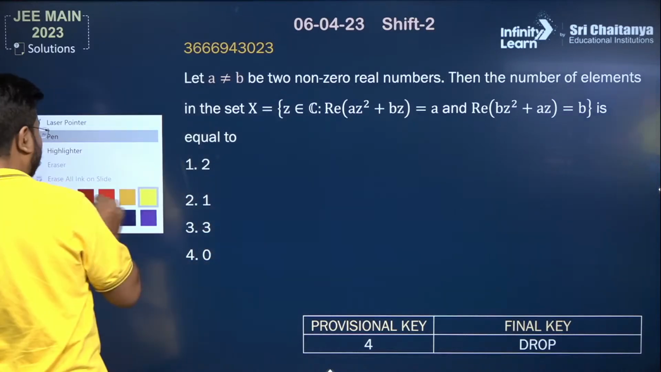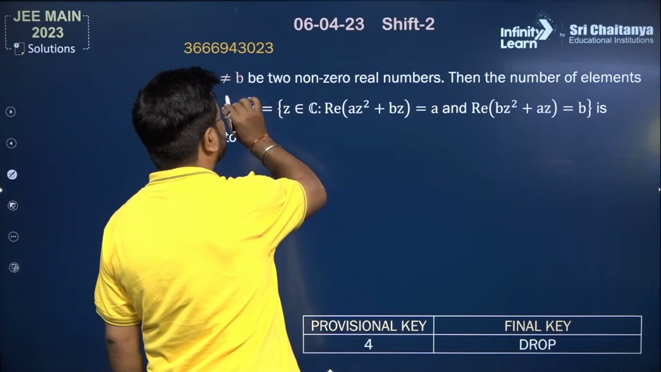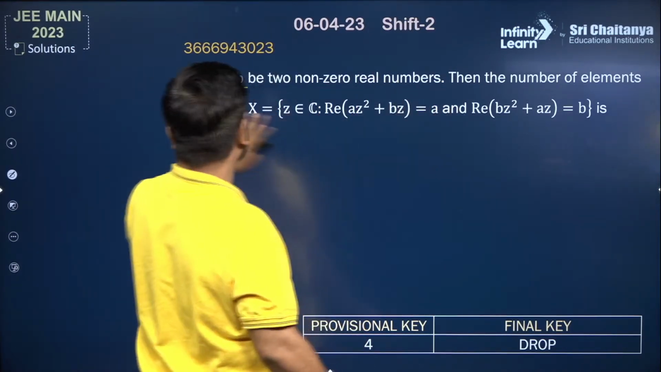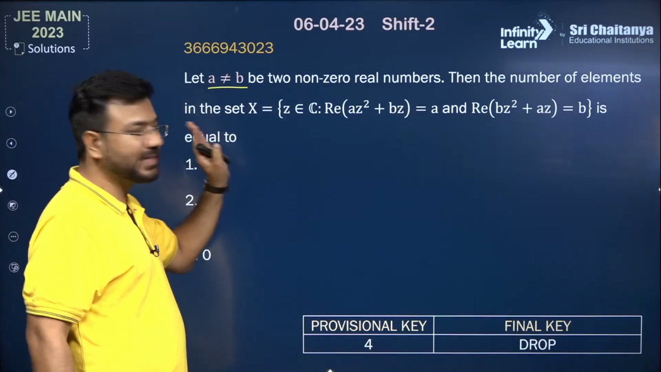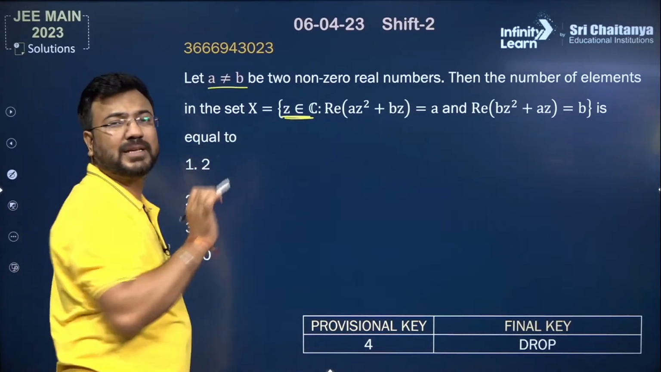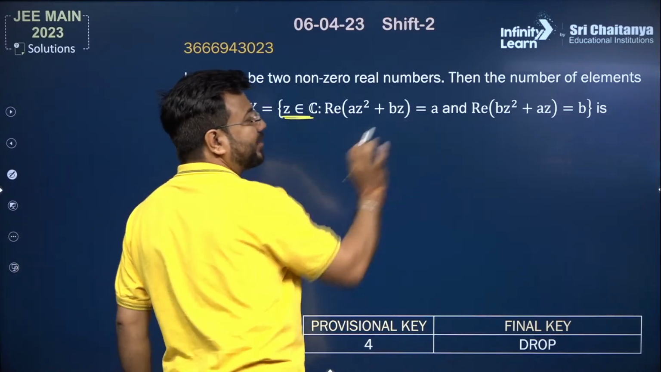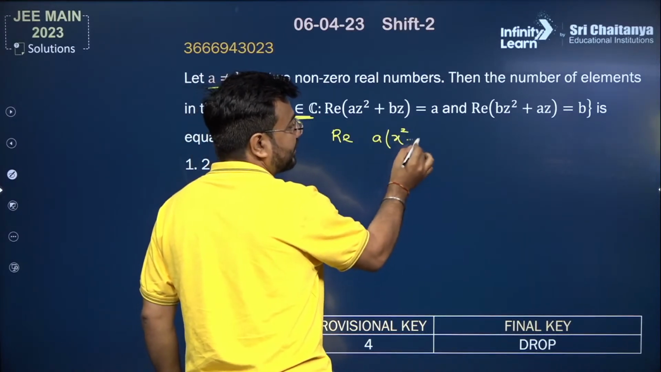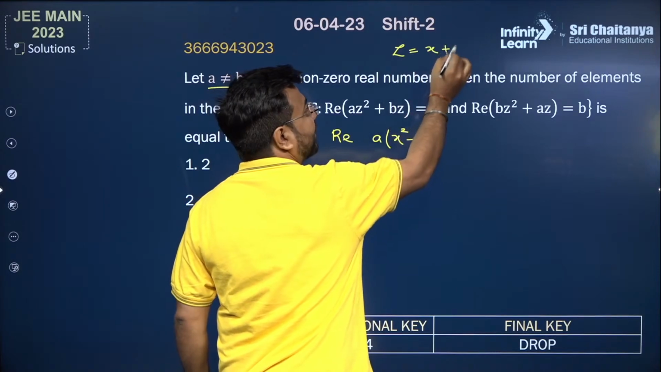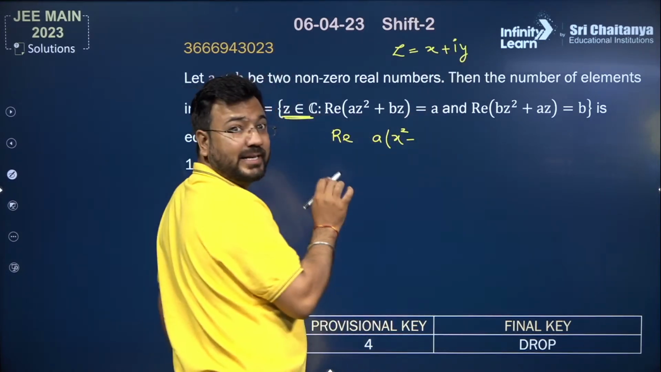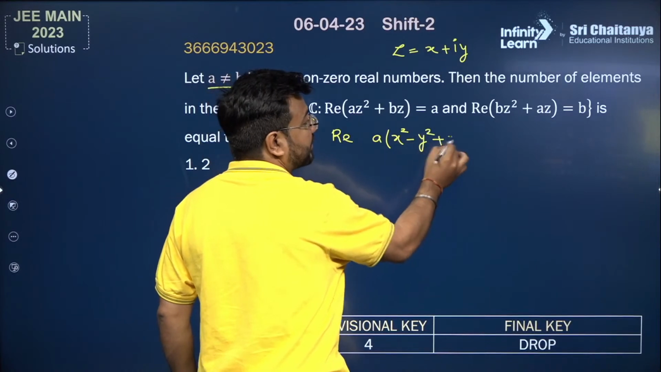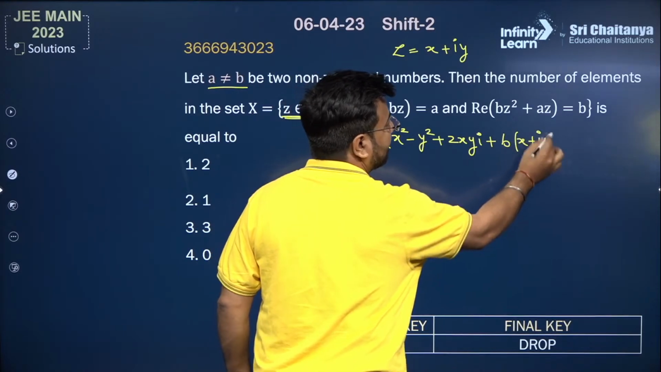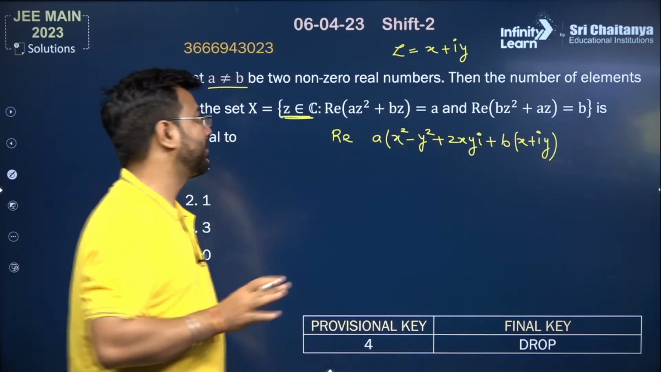Suppose in this particular question A is not equal to B, these are two non-zero real numbers. Then the number of elements in the set X. A set X is given to you, and this set X consists of complex numbers Z satisfying two equations. The first equation is the real part of A Z square equals B Z. Let us assume Z to be x plus iota y, and if I place the value of Z square, it will be x square minus y square plus 2xy iota, and then it is B times x plus iota y.